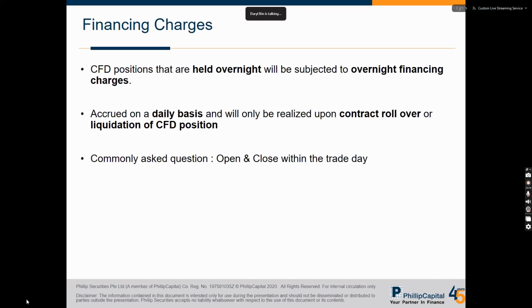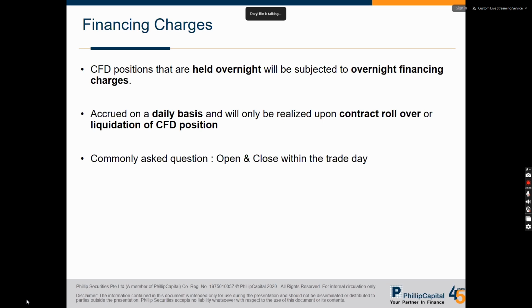So now let's dive deeper into the financing charges. When you hold a CFD position overnight, you will be subjected to overnight financing charges. This is accrued on a daily basis, which will only be realized upon contract rollover or liquidation of a CFD position. So one common question is: if I close and open a CFD position within the same trade day, do I have to pay the financing fee?